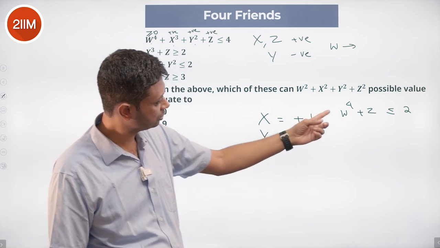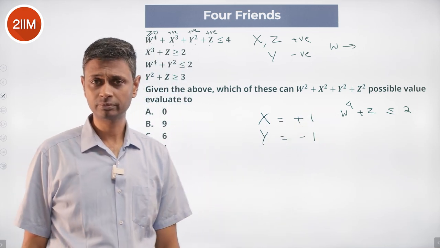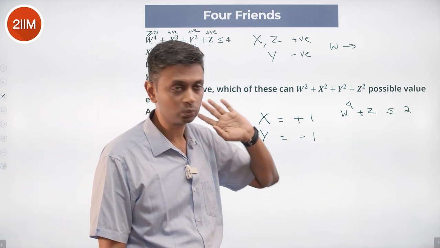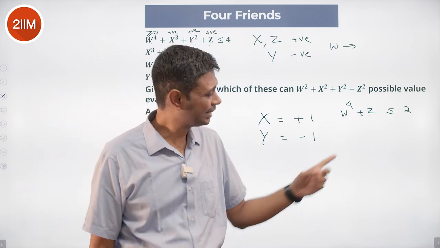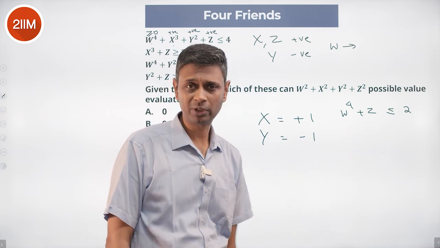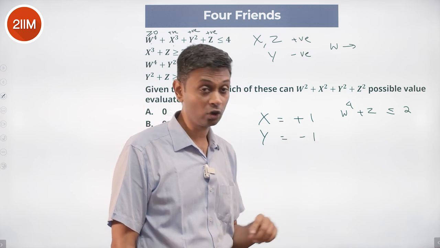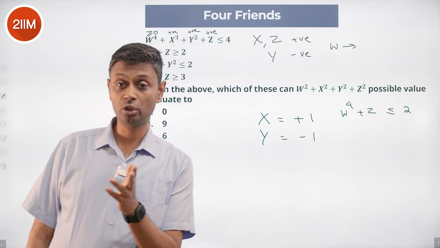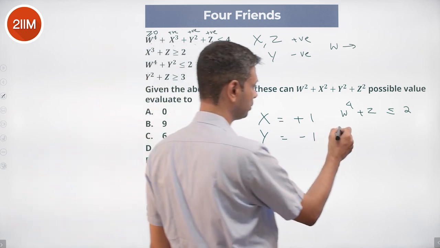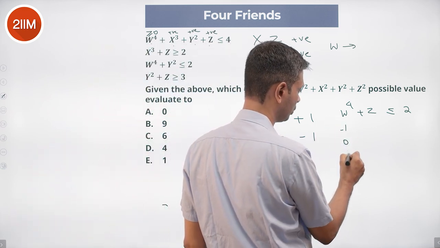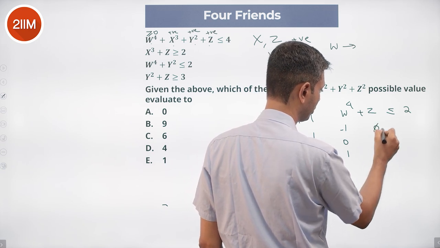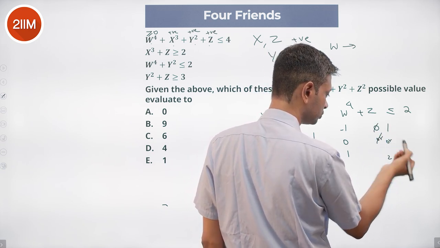This could be 0 minus 1 plus 1. This has to be Z is positive 1 or 2. This cannot be 3 or more. If this is 3, there is no room for W power 4. W cannot be beyond 2 or more, it cannot be minus 2 or lesser. So W is minus 1, 0 or 1, Z is 0, sorry, it cannot be 0, 1 or 2.